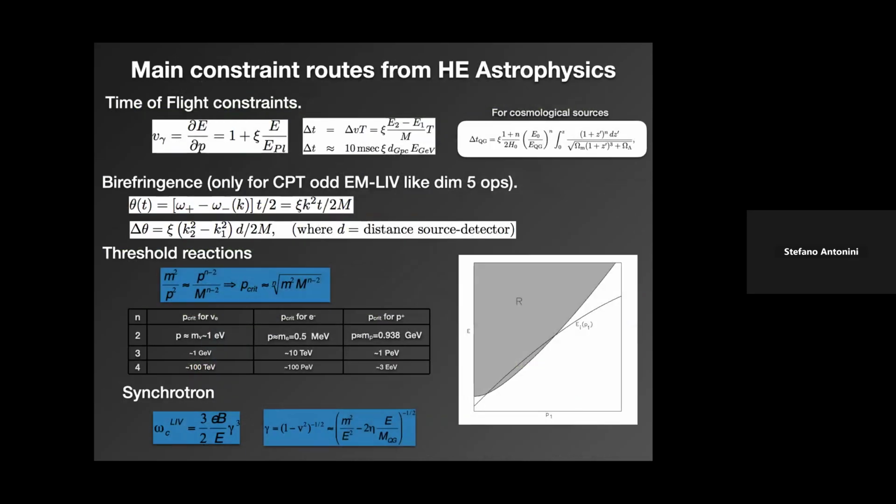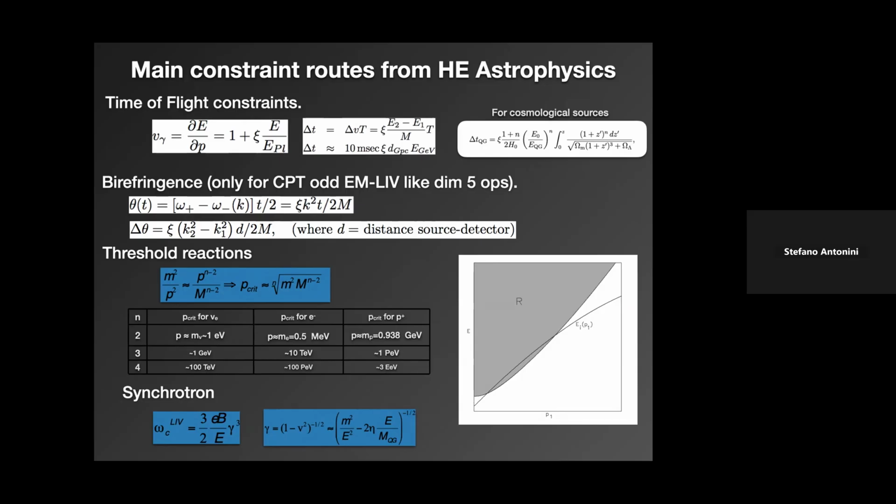I want to give you just two examples. One is time of flight constraints, because the velocity of your photons, for example, becomes energy dependent. If they propagate over cosmological distance, you can accumulate delays between different colors. So you can cast a constraint if you have a good reason to believe that they started at the same time.